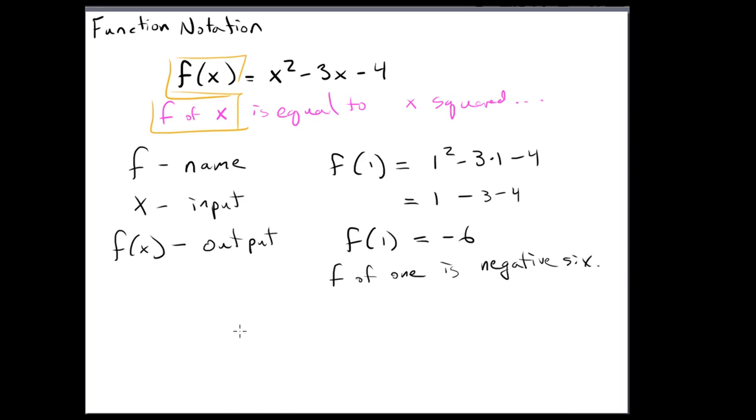I could also put a variable in there, so I could have f of y squared, and that would be equal to y squared squared minus 3 times y squared minus 4, which is y to the 4th minus 3y squared minus 4.